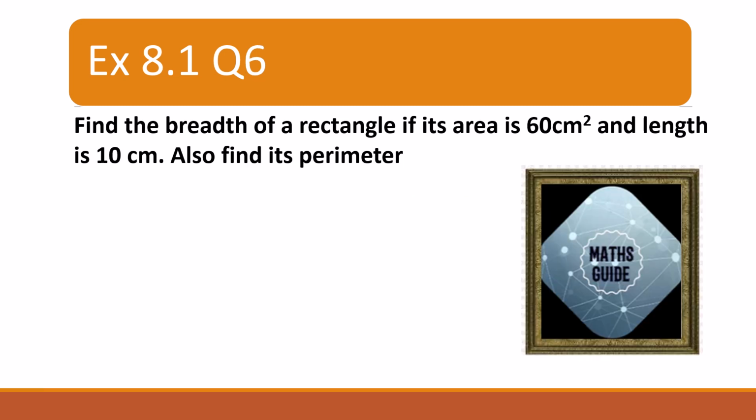This is question number 6. Find out the breadth of a rectangle if its area is 60 centimeter square and the length is 10 centimeter. Also find out its perimeter. Here we have to find out two things, the breadth and the perimeter. Here we have been given the area, that is 60 centimeter square, and the length is 10 centimeter, and we have to find out the breadth.